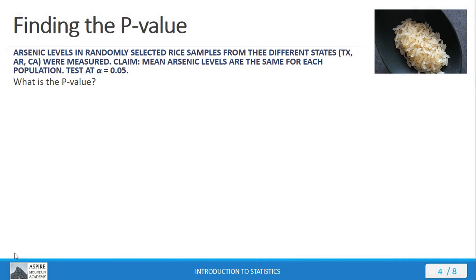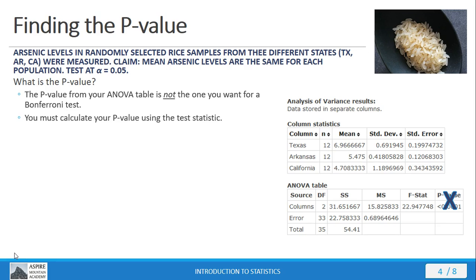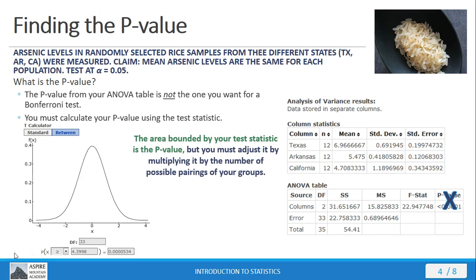Then we can take that test statistic we just calculated to calculate out our p-value. Again, it's really tempting to just take that p-value from the ANOVA table, but that's not the one you want for Bonferroni. For Bonferroni, you've got to calculate your own. And we can do that by looking at the distribution calculator there in StatCrunch. So the p-value is still going to be the area bounded by the test statistic, but we've got to make an adjustment before we compare it with our significance level.